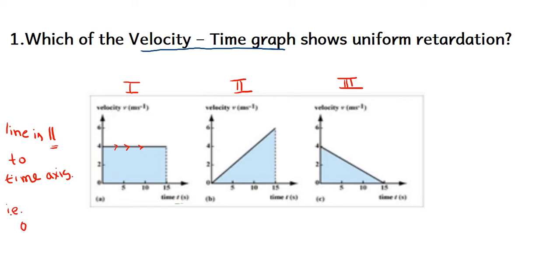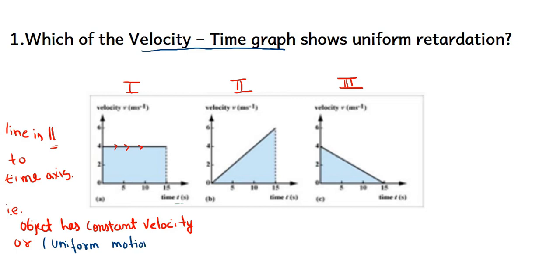If line is parallel to time axis, we can also conclude that object has constant velocity. That means velocity is not changing with respect to time. Neither it is increasing or decreasing. Whenever the line is parallel to x-axis or time axis, we will conclude that object has constant velocity. If an object has constant velocity, what does it mean? It means object has uniform motion.